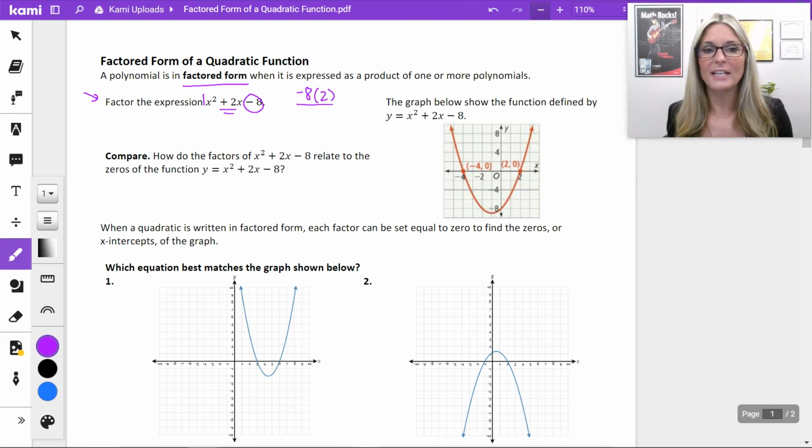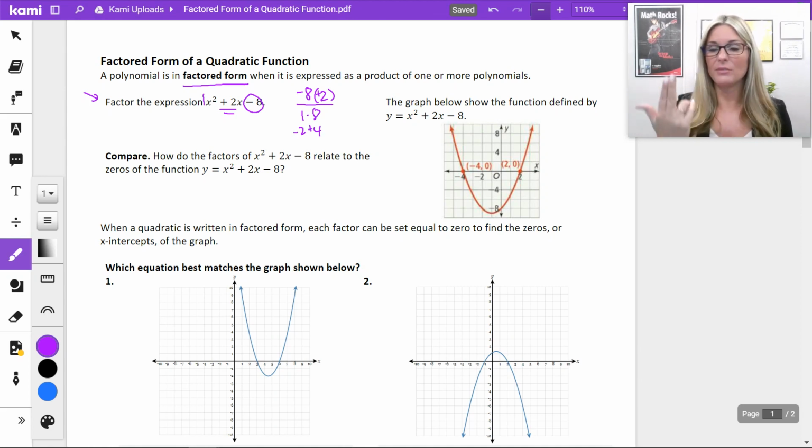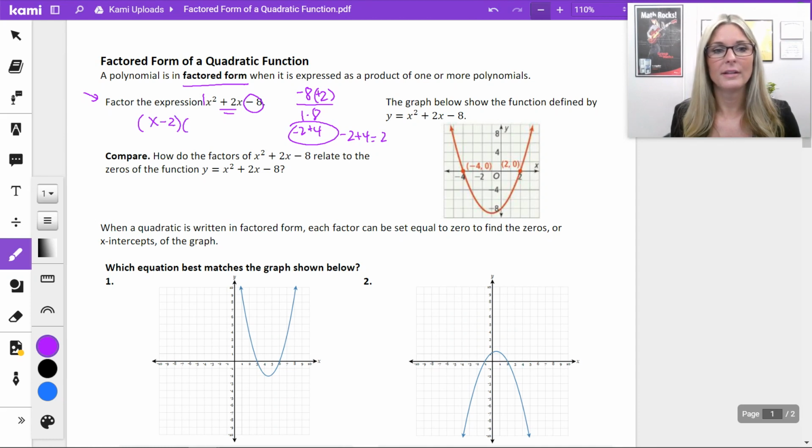The factors of negative 8 could be 1 times 8 or 2 times 4. Now, it does need to multiply to make a negative, so I am going to use one positive and one negative number, and I need it so that it will add up to a positive 2. So I'm going to use negative 2 and positive 4. Multiplying those together gives me negative 8. Negative 2 plus 4 is equal to positive 2. So those are my factors that I'm going to use to write the factored form: x minus 2, x plus 4.